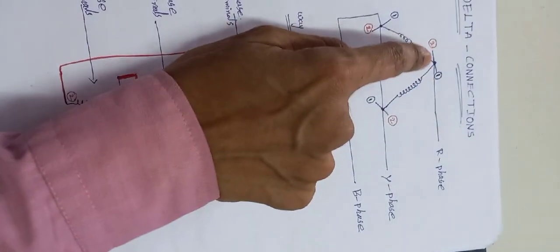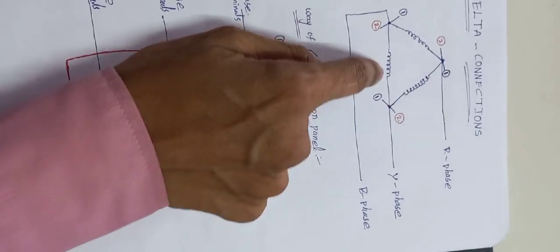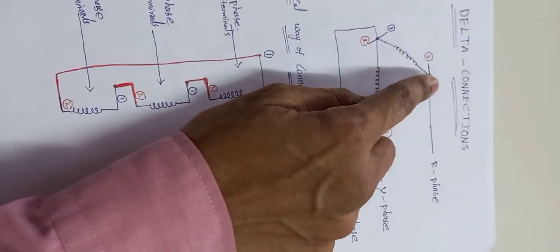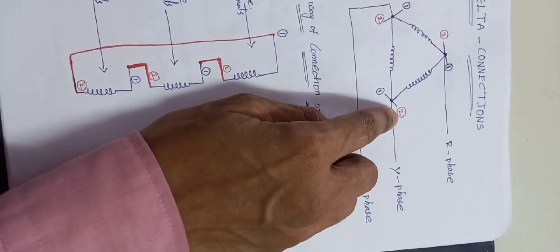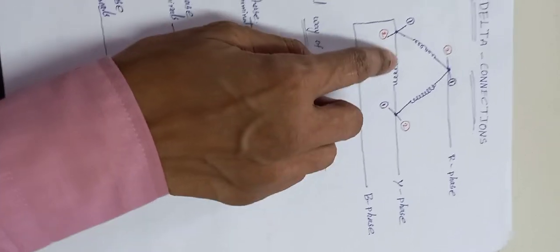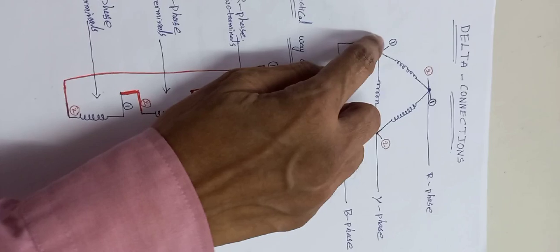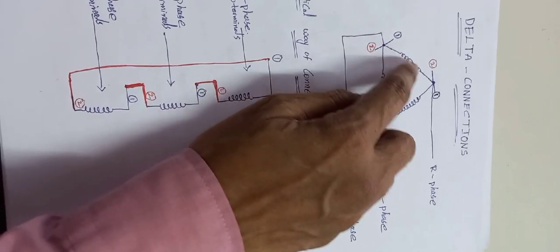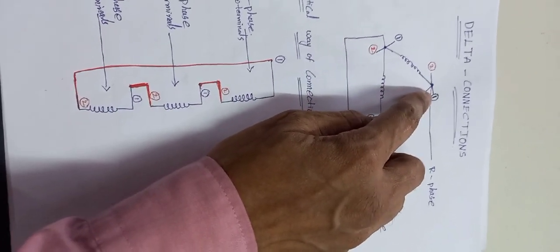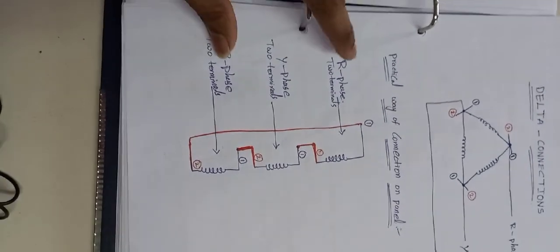Okay, so this is our first phase, this is the second phase, and this is the third phase. The first phase second terminal is connected to the second phase first terminal, the second phase second terminal is connected to the third phase first terminal, and the third phase second terminal is connected to the first phase. Okay, so you have to observe the practical way of connection here.